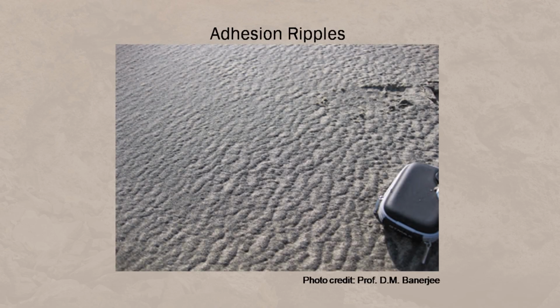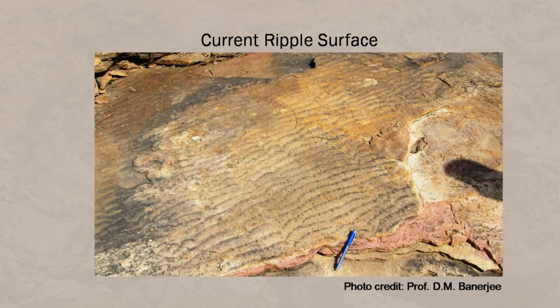There is also adhesion ripple. This is a very unusual type of ripple which is formed when the water depth is only a few centimeters or a few millimeters. In that case, the air comes and makes a ripple on the water, and the water gets slightly disturbed. Therefore, they form very small ripples, and they're called adhesion ripples. Adhesion means sticking, the ripple is sticking to the bottom. And there is an example of a field outcrop of a current ripple.